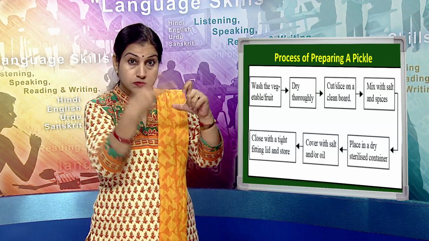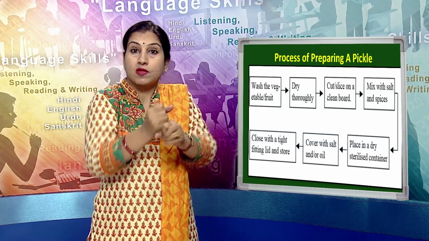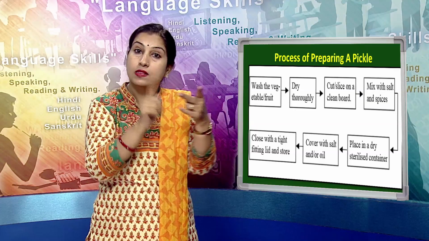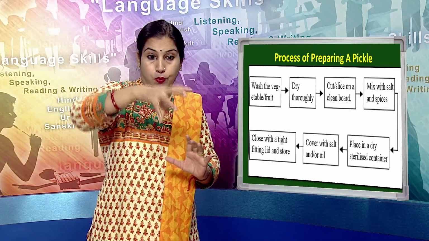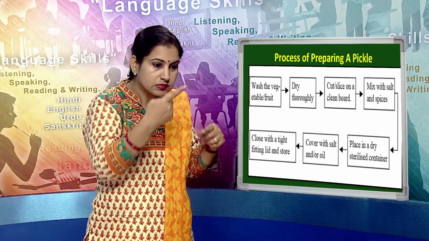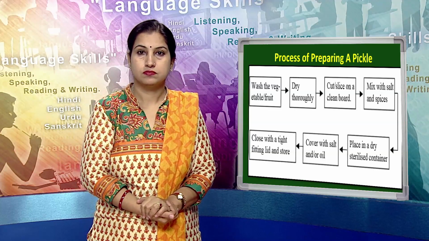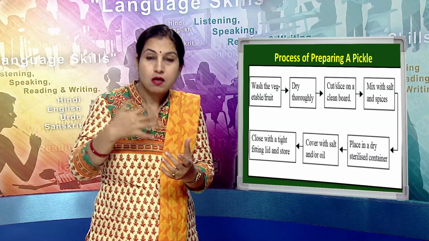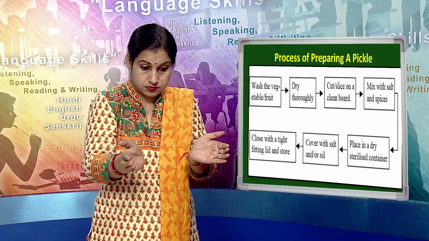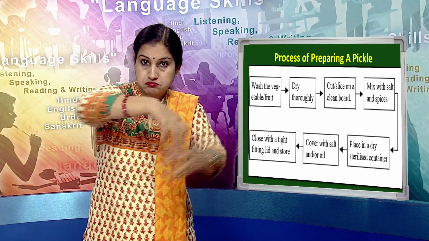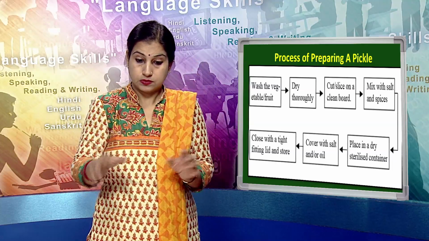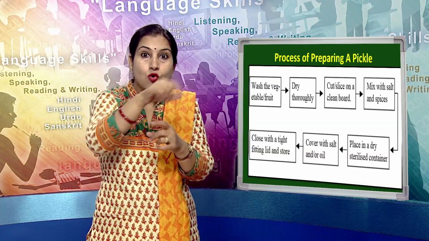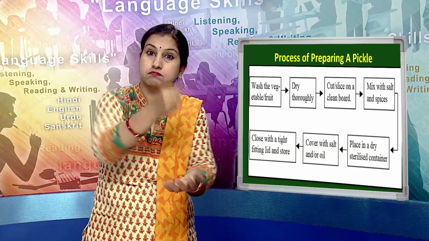Through this diagram, let's understand the process of preparing a pickle. First, we wash the vegetable or fruit. Second step is we dry them thoroughly. Third is we cut them into slices on a clean board. Fourth step is mix with salt and spices. The fifth step is place in a dry, sterilized container. The sixth step is cover with salt and or oil. Seventh and the last is we close with a tight fitting lid and store.